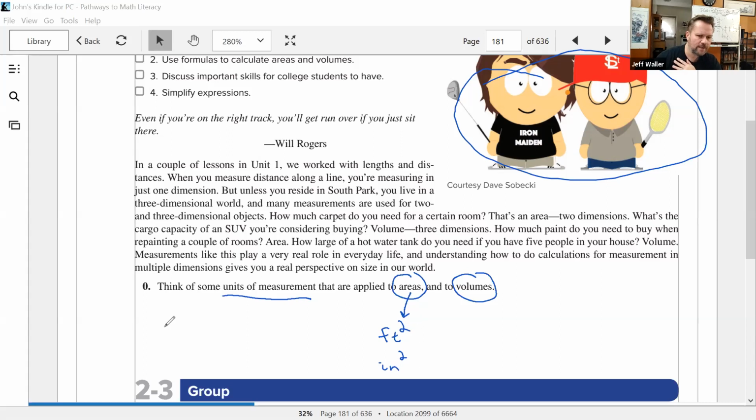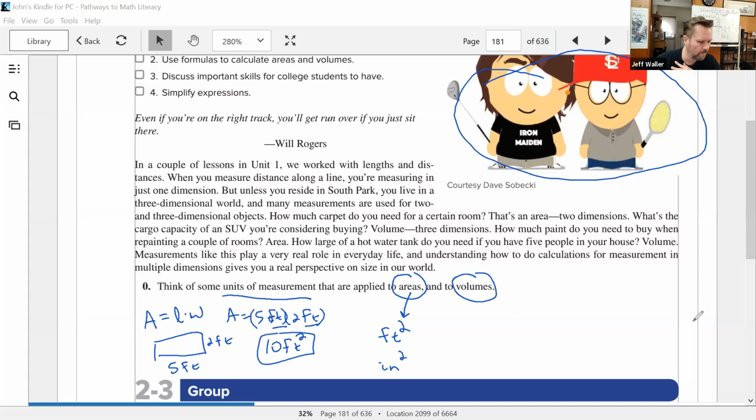And why does that make sense? Well, the most basic area formula is length times width. So if I have a rectangle that is 5 feet by 2 feet, the area would be 5 feet times 2 feet. 5 times 2 is 10. Feet times feet is feet squared, right? So mathematically, that just happens automatically.